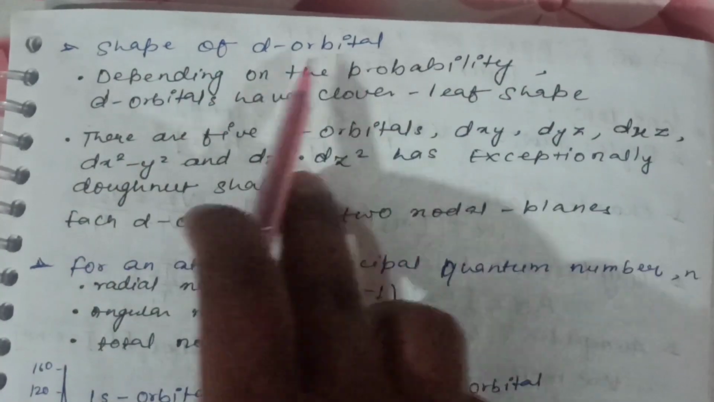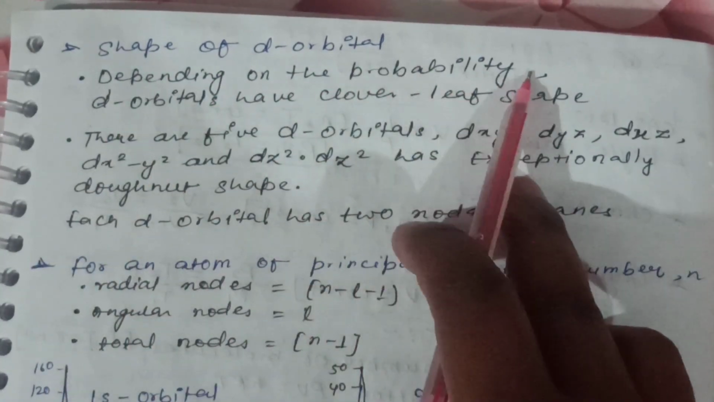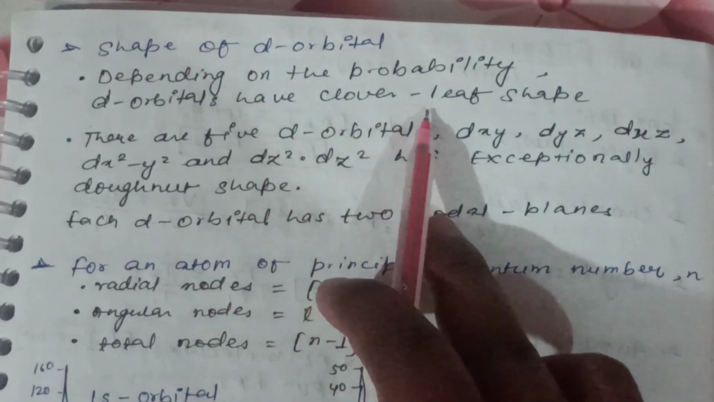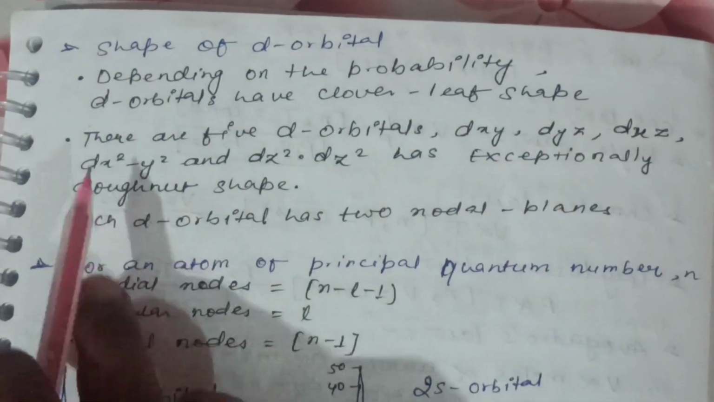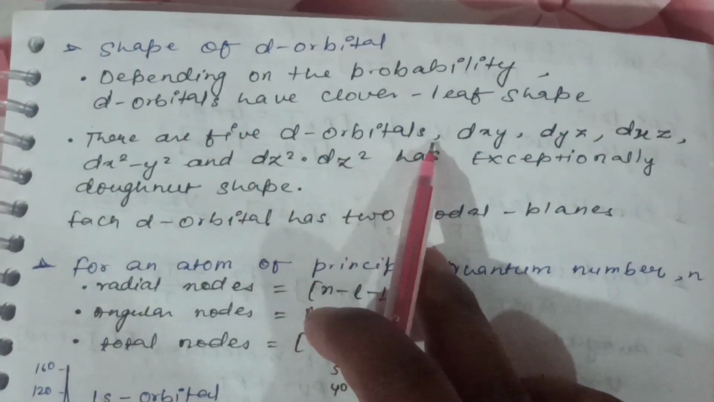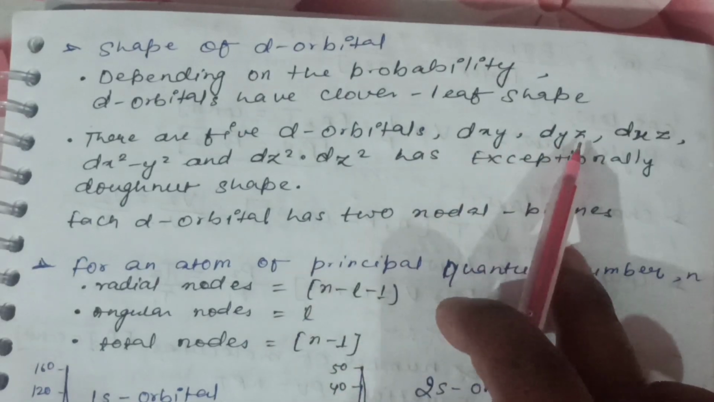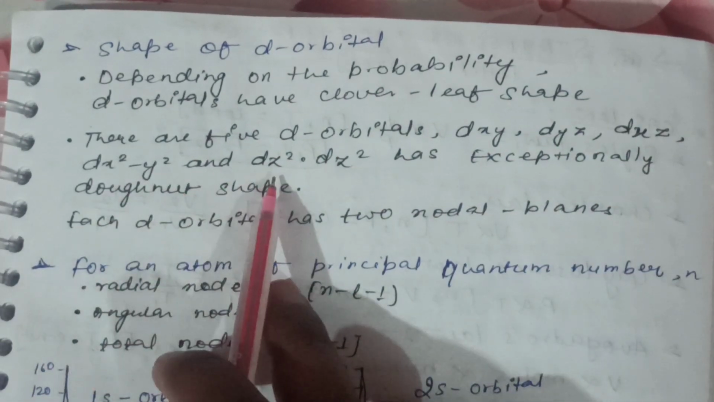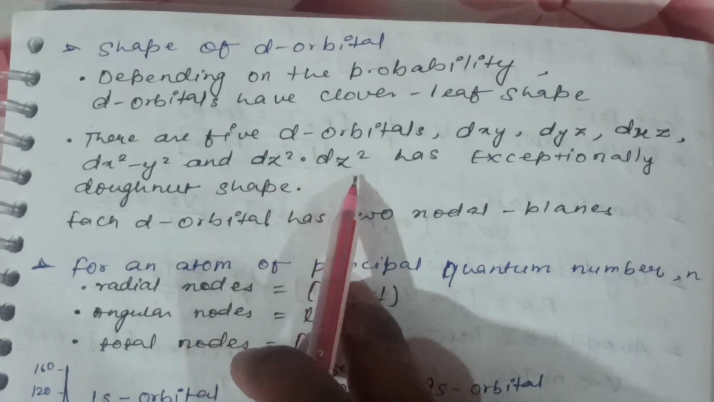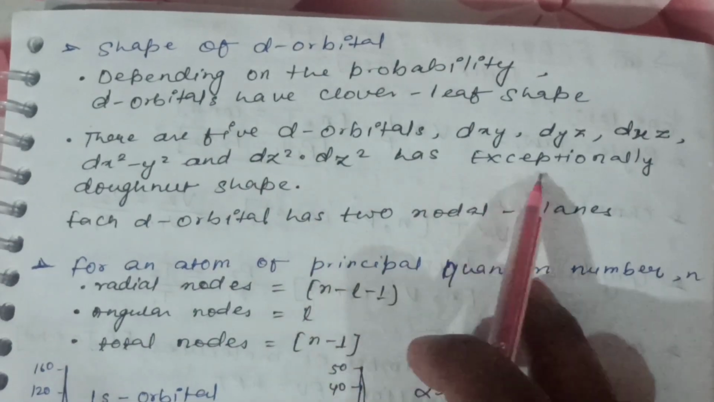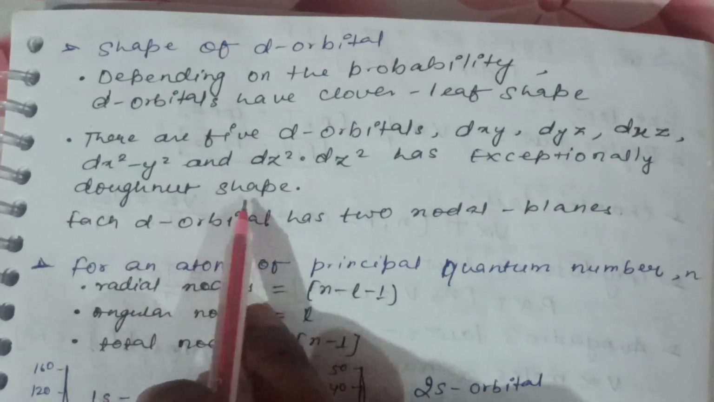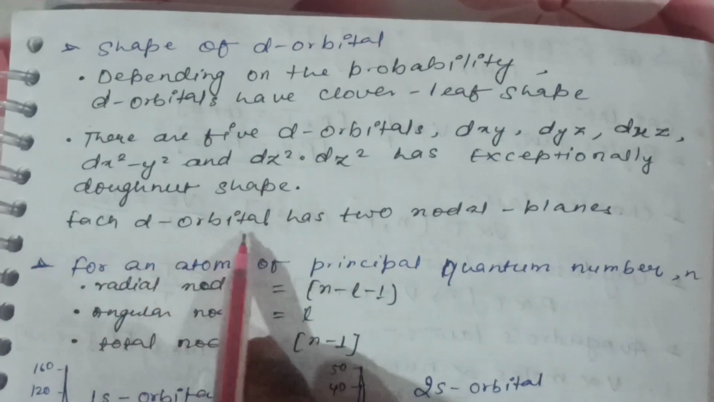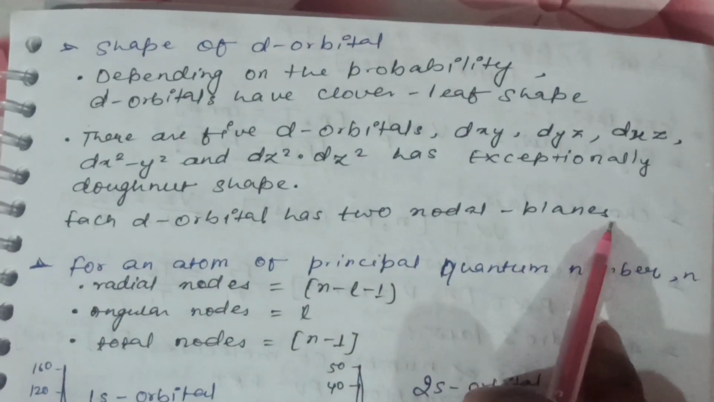Shape of d orbital. Depending on the probability, d orbitals have a clover leaf shape. There are five d orbitals: dxy, dyz, dxz, dx²-y², and dz². dz² has an exceptional doughnut shape. Each d orbital has two nodal planes.